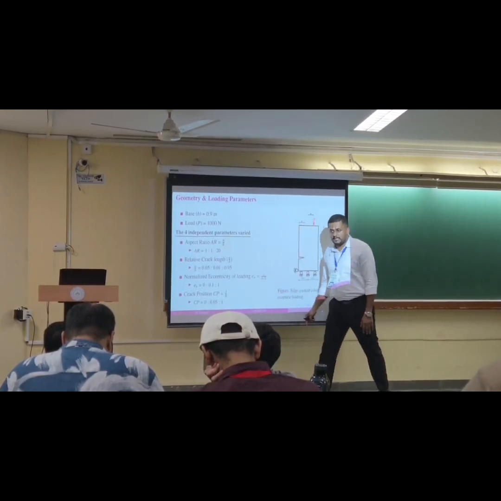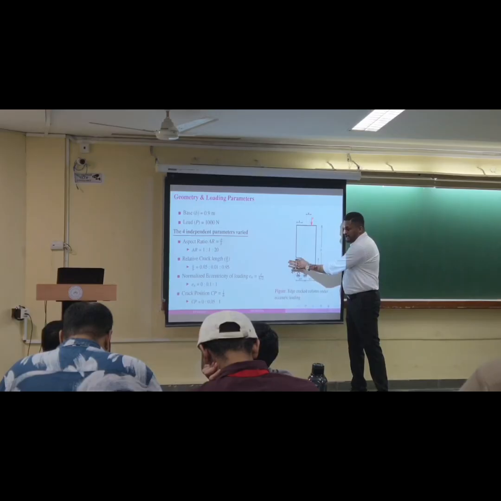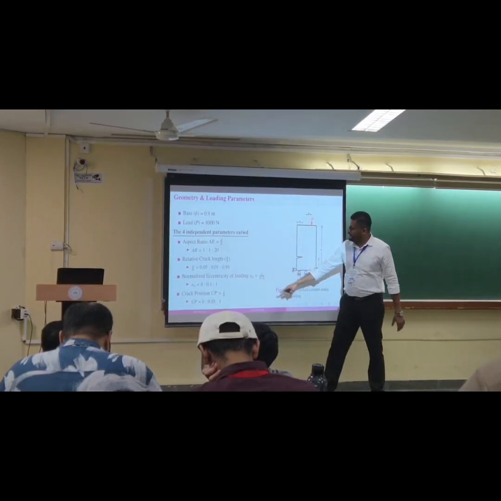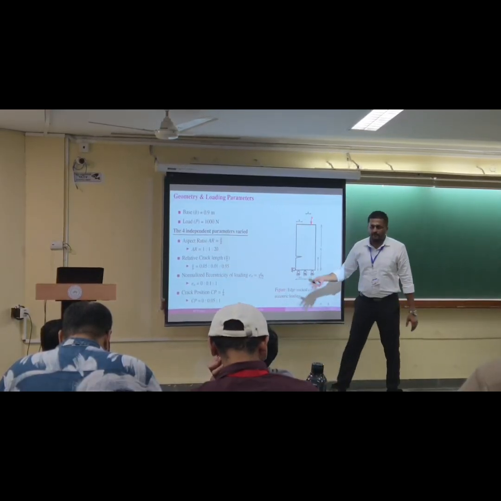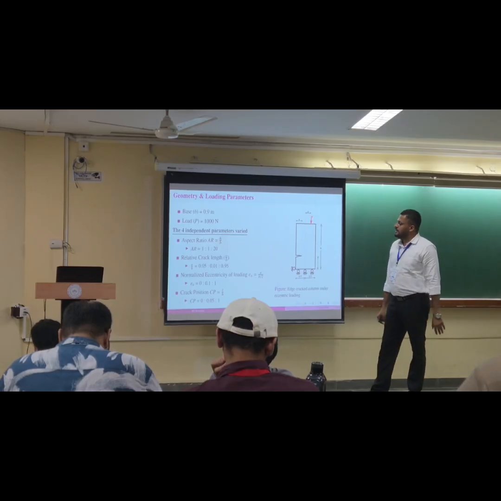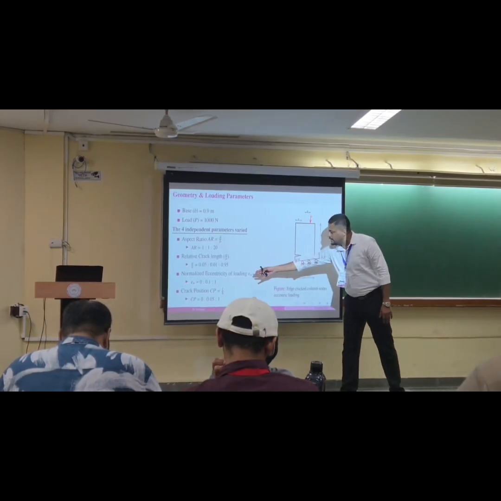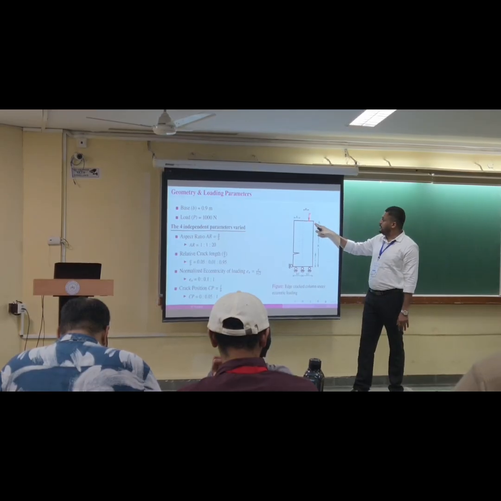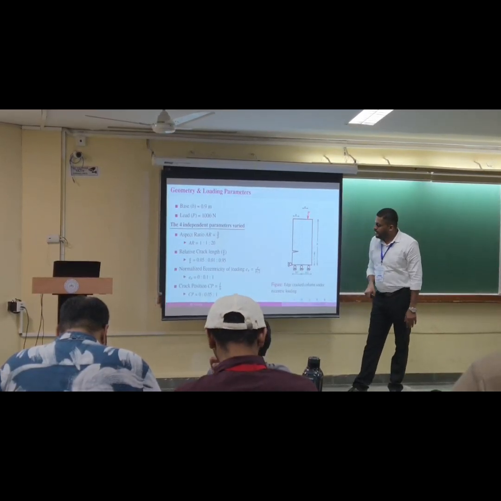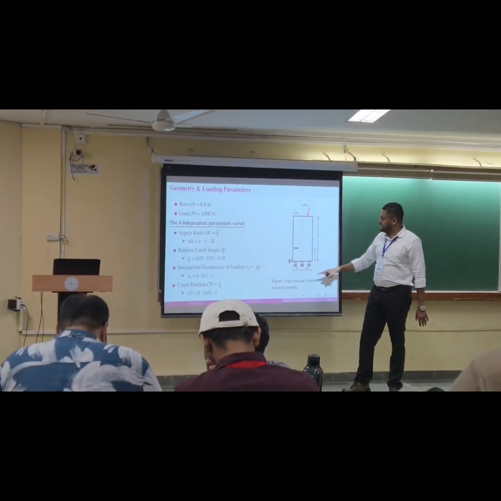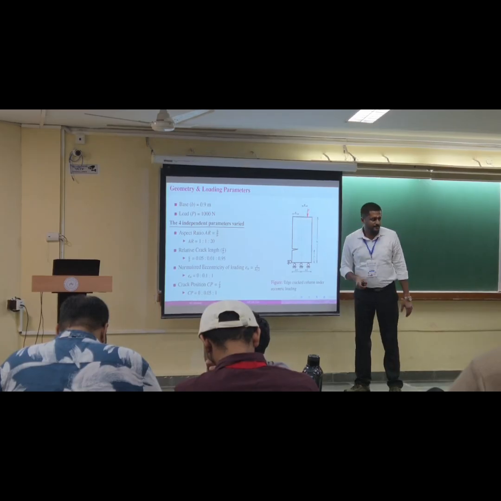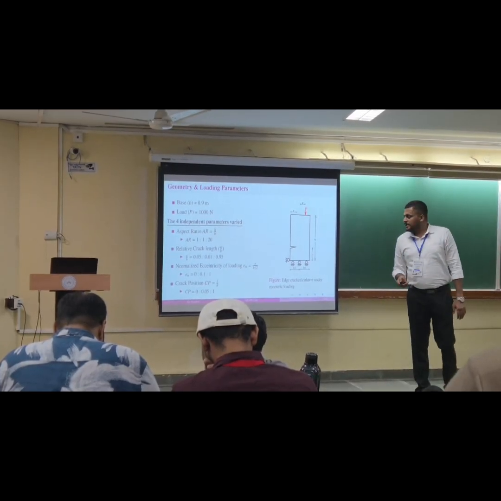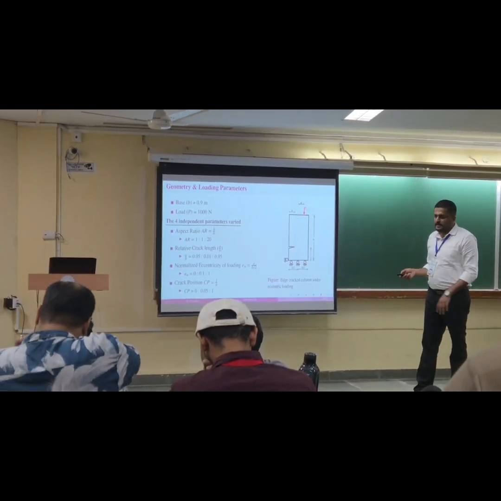Then relative crack length, A, is the crack length divided by the base. We changed it from 0.05 to 0.95. Then eccentricity, we changed from 0 to 1. That is, 0 means loading at this point, 1 means loading at the edge. Now crack position also we changed from bottom to the top. And we are investigating one by one.